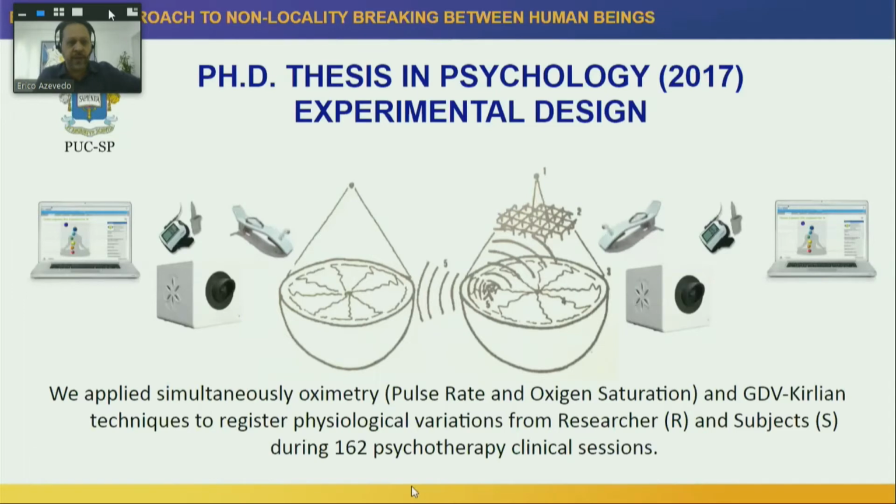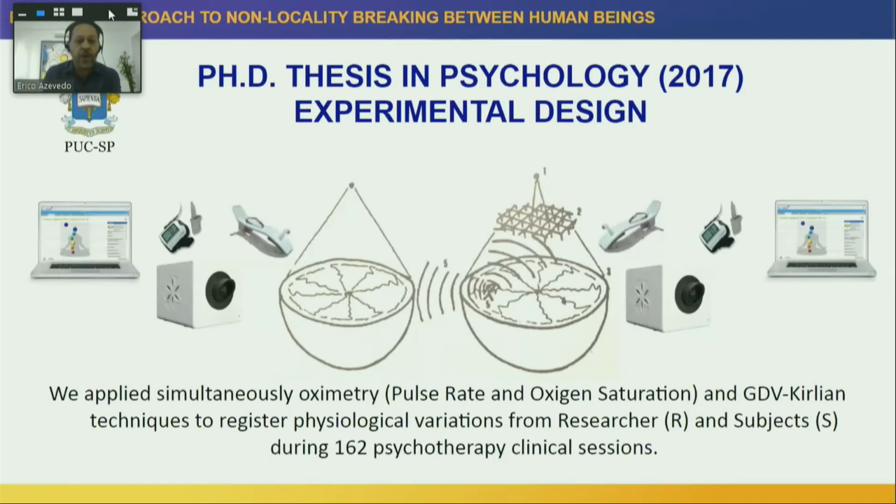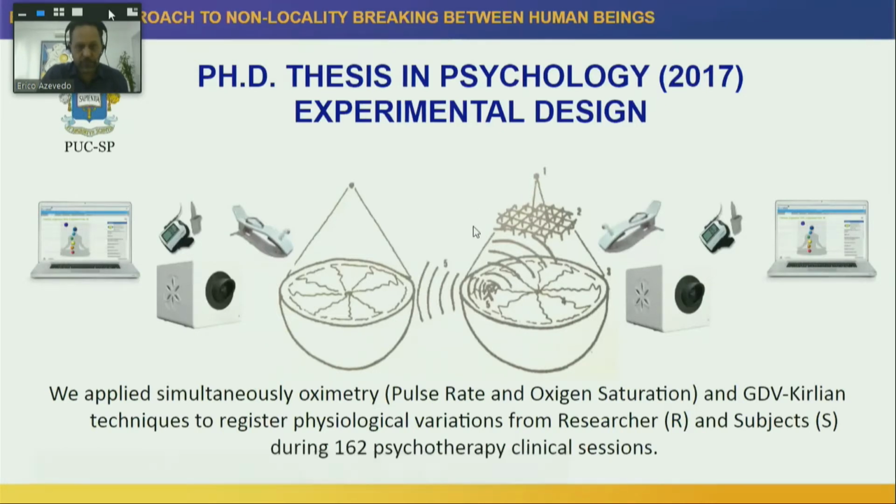And then this is basically the experimental design. This was one of the Ph.D. theses. So we simultaneously measured with the GDV Kirlian technique and also with the oximetry technique, both researcher and subjects taking part in the research. Это вот часть диссертации по психологии, когда мы измеряли одновременно и терапевта, и непосредственно пациента, одновременно измеряя оксиметрические показатели, то есть сердцебиение и насыщение кислородом, и в том числе одновременно с помощью биовелла измеряли другие физиологические вариации.